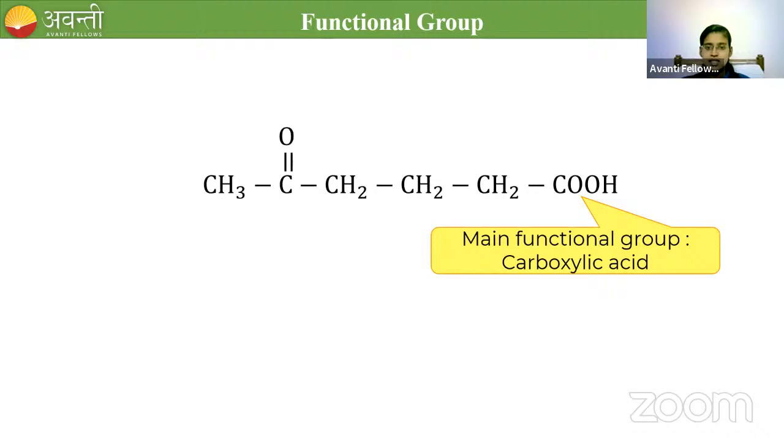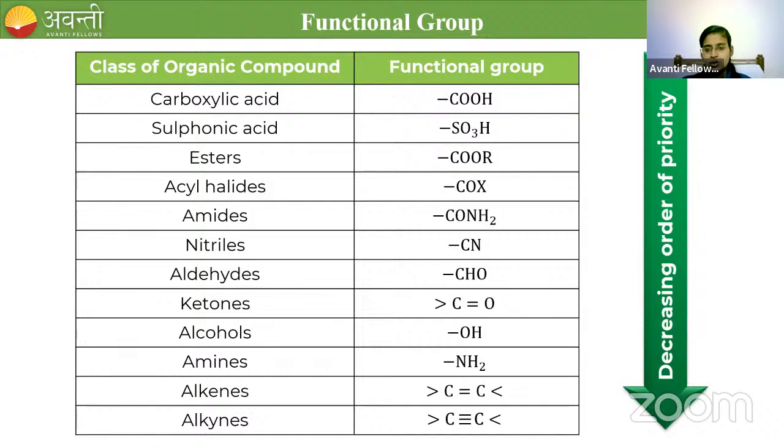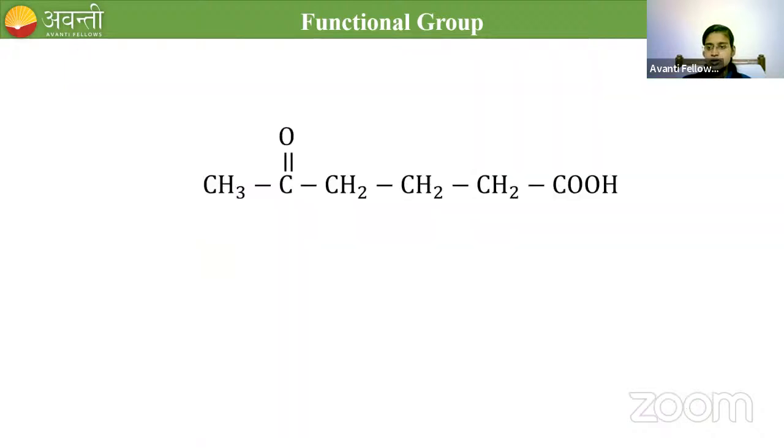You can also take this table. This is the decreasing order of priority. So carboxylic acid comes first, and the ketone comes here. This is the priority table for the functional groups. If you want to note it down, you can take a screenshot of it. Follow this table to find out the priority. Now, the lowest priority is given to ketone.